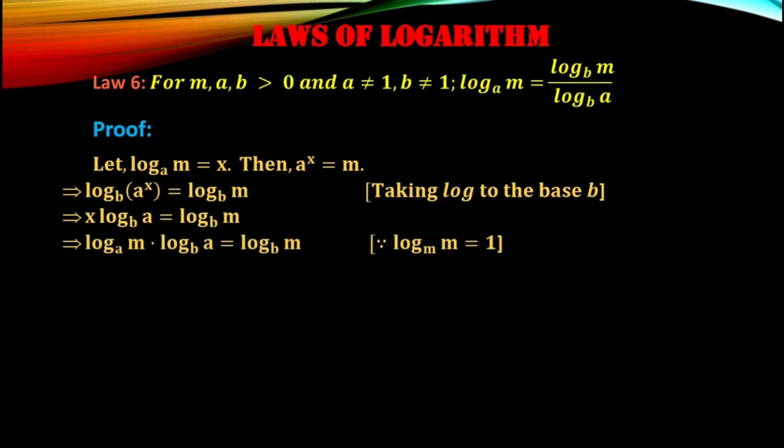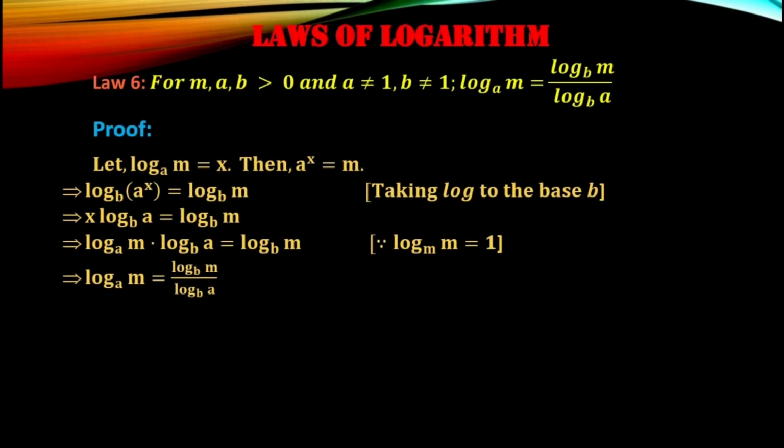So what have we substituted x for? We have substituted x for log of m to the base of a. So log of m to the base of a and log of a to the base of b get multiplied and equal log of m to the base of b. This remains unchanged. We have not yet changed this. So log of m to the base of a is nothing but log of m to the base of b divided by log of a to the base of b.